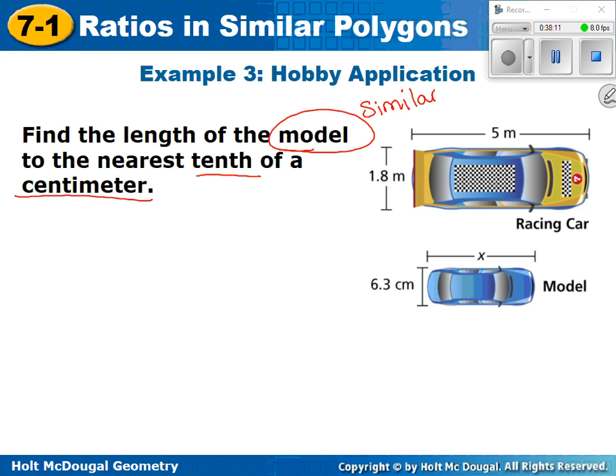So if they're similar, what we can do is write a proportion. And then we can solve it. So what we need to do is write a proportion by comparing our corresponding sides.